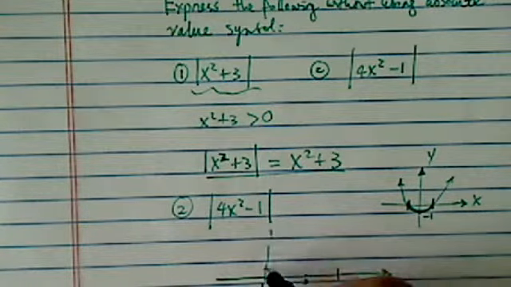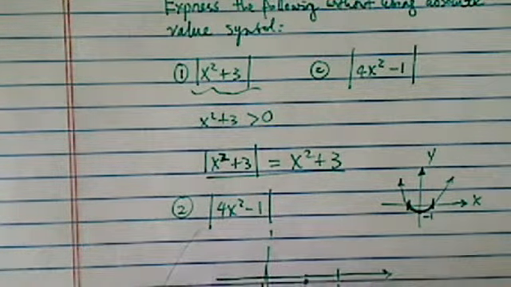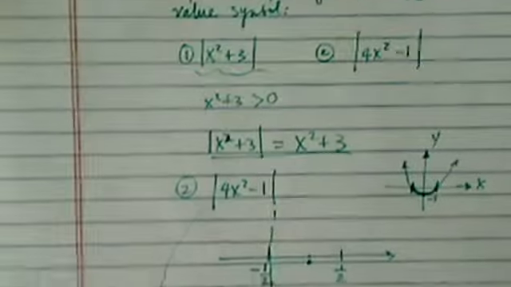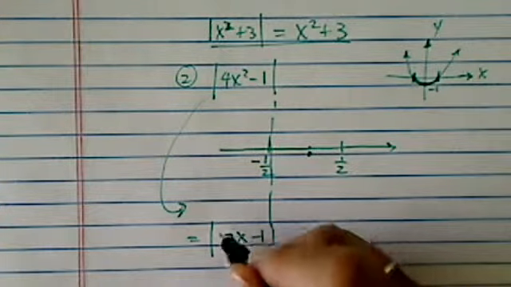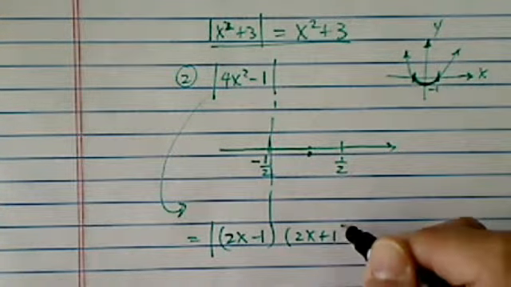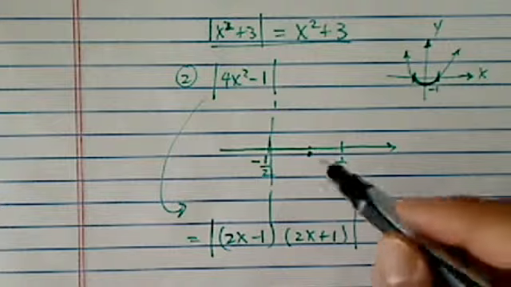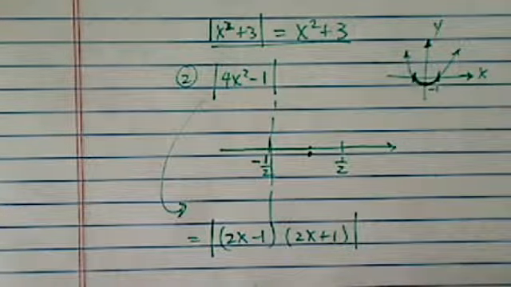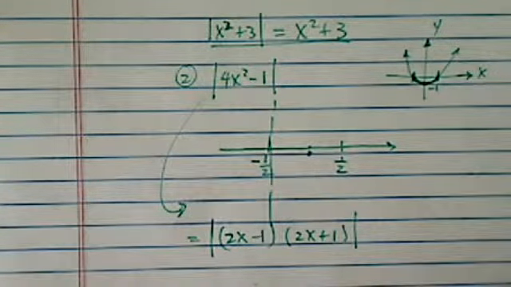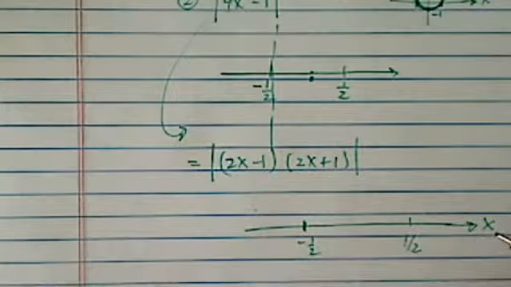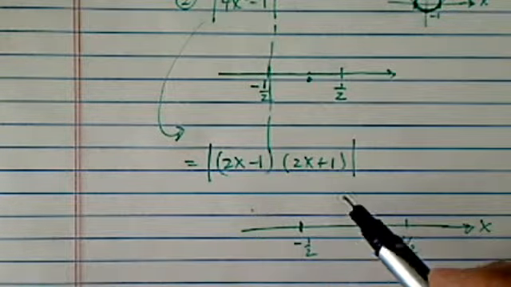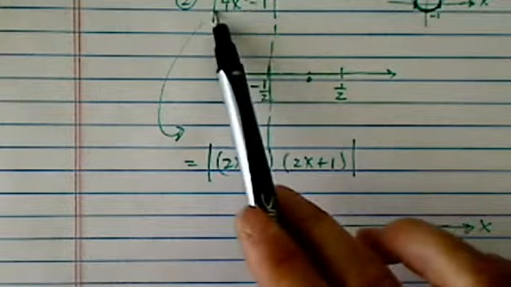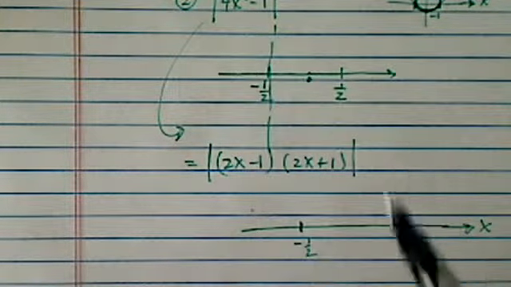So on this, let's write this one out. Let's factor it. It's 2x minus 1 times 2x plus 1. Now, on this factor over here, let's take a look. Let's redraw this one over here, minus half, positive half. Depending on where x is, you're going to have to use a different expression for this absolute value of 4x squared minus 1 to make it positive.